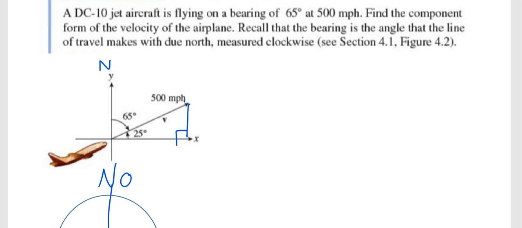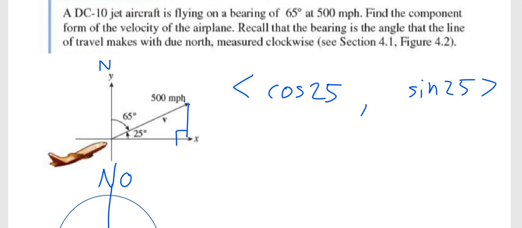The velocity of the plane has been given to me. It is the magnitude of the vector. Okay? I need the components. How do I find those components? I heard something over here about a cosine. That's probably a good idea. There's a 25 cosine in the x component. There's a sine 25 in the y component, but we need something else here. 500.